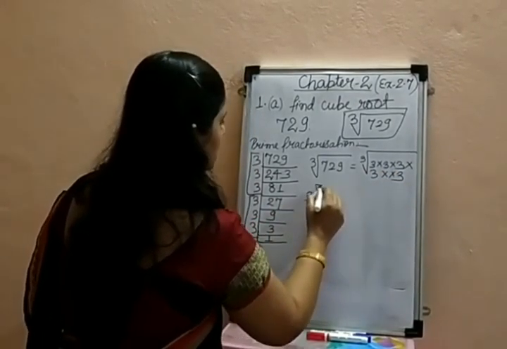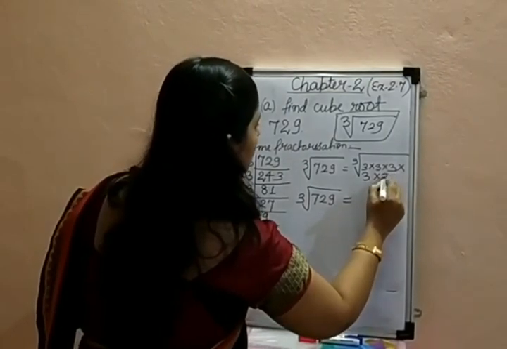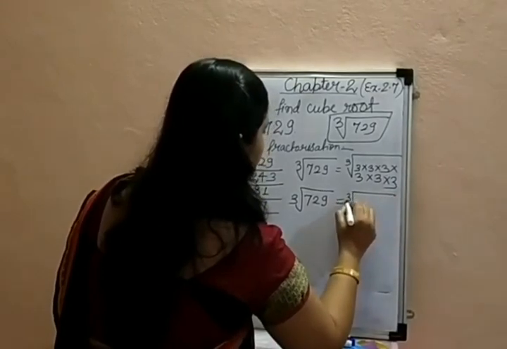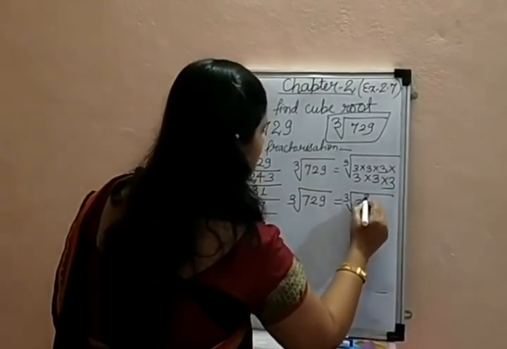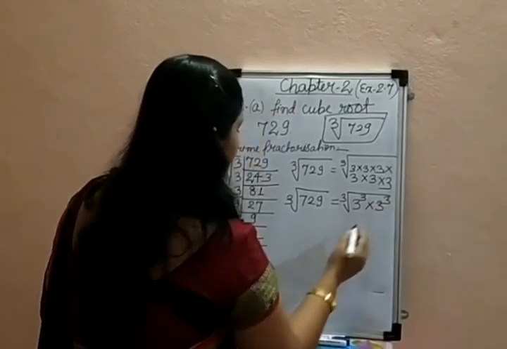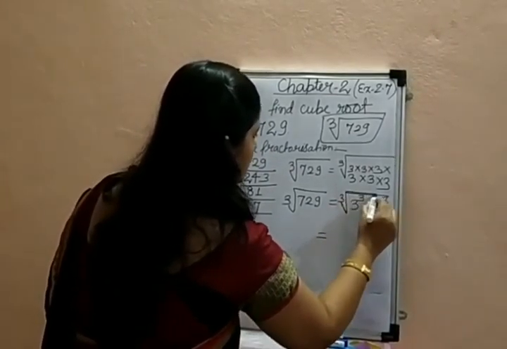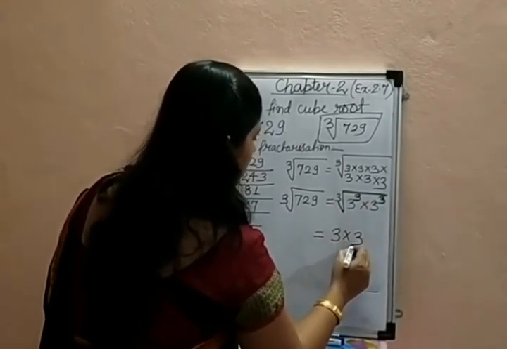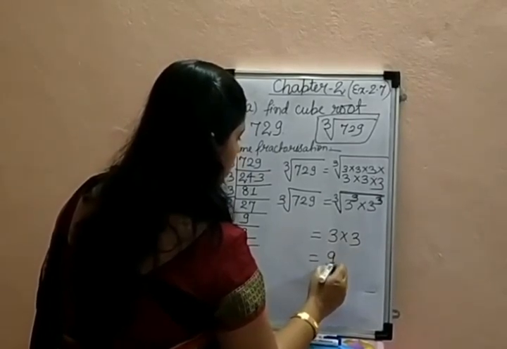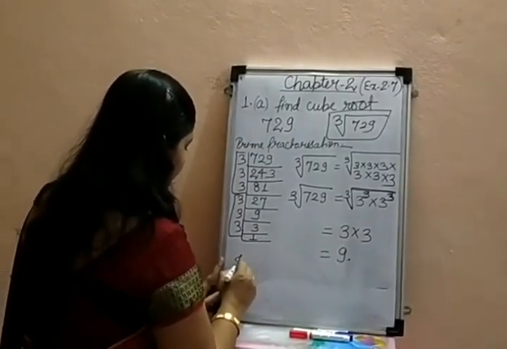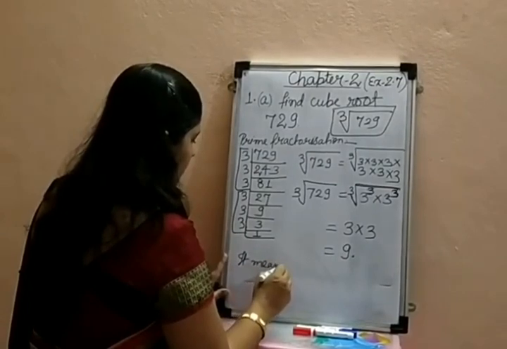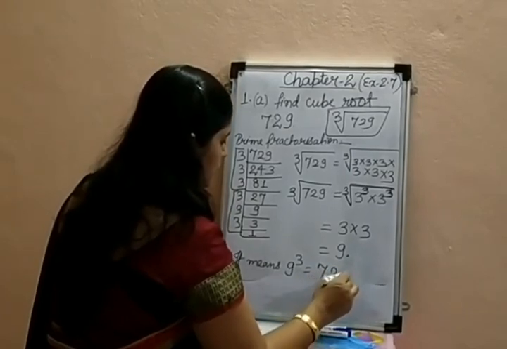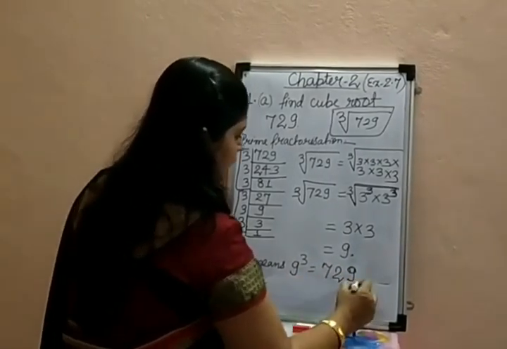When we remove this one cube, the other cube will also be removed. So 3 into 3, 3 threes are 9. It means 9 cubed equals 729. That is the answer.